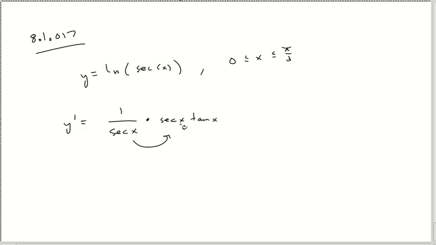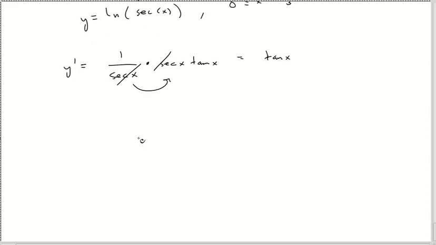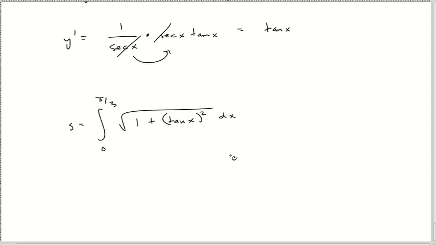And then actually that's it. So the secants cancel. And so your derivative is just simply a tangent. So what's the integral of tangent? It's ln secant, right? So that's just a formula we've seen before already. I'm going from 0 to pi over 3 of the square root of 1 plus tangent x all squared dx.